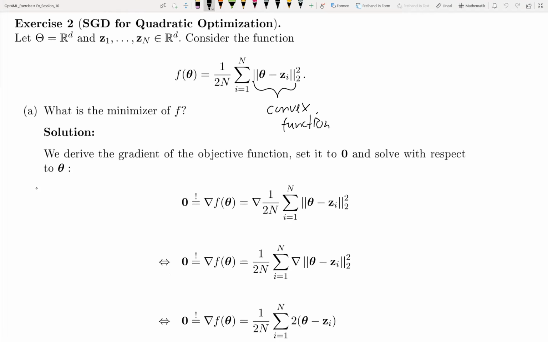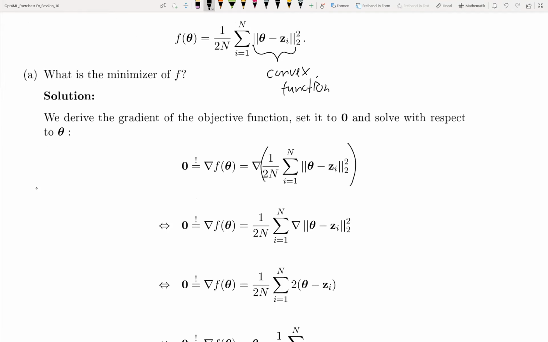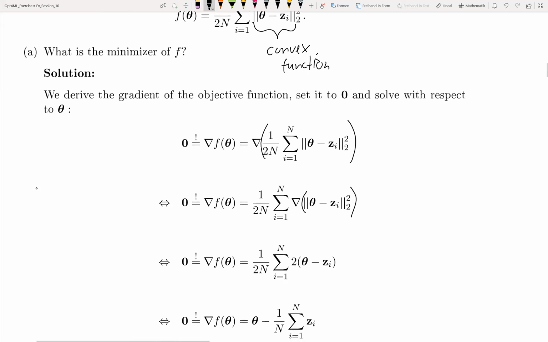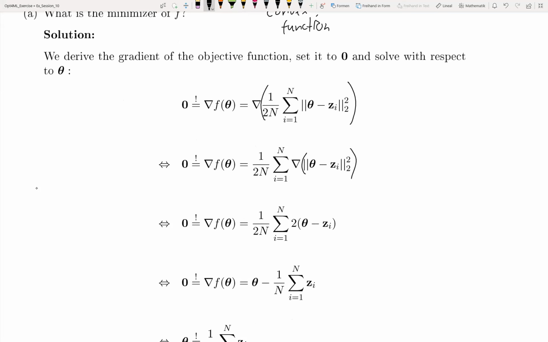Well, so let's do this step by step. The gradient of a sum-structured objective function is the sum of the gradients of each of the individual objective functions. Each of these here, computing the gradient with respect to theta, again, we should know this by heart now, is 2 times theta minus z1, right?